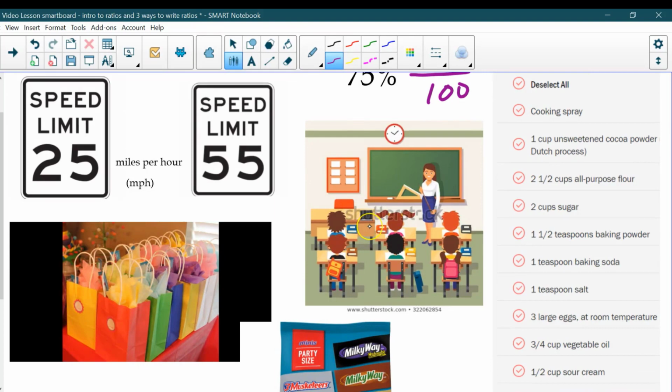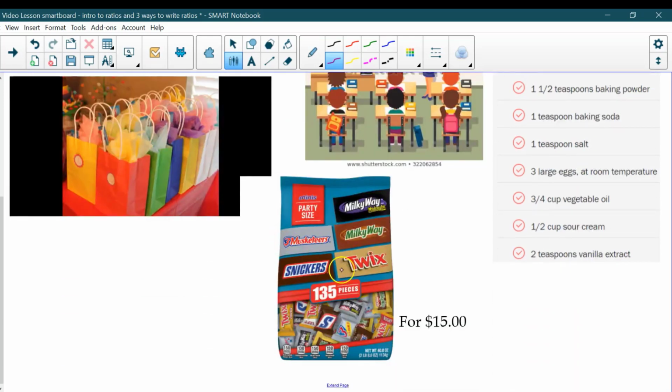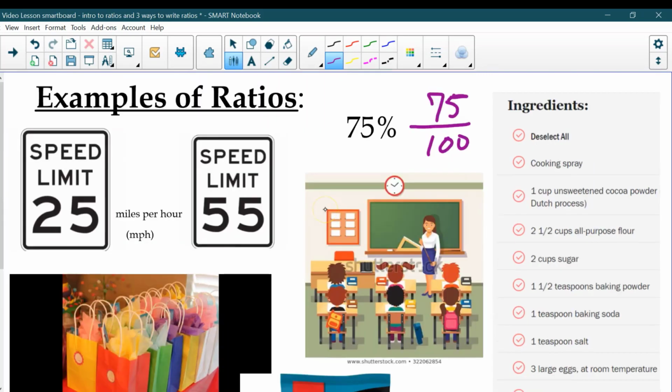Sometimes you might see or hear about a student to teacher ratio. And that's just comparing how many students in a class to how many teachers in a class. In this particular picture, there are 6 students and 1 teacher, so the ratio is 6 to 1. Or now that we're near Halloween, you see all these big bags of candy everywhere. And so this one is a ratio because it's comparing how many pieces of candy you get in a bag to the total cost for that bag. So in this case, the ratio is 135 pieces of candy for $15. So those are just some examples, and then there's one more here.